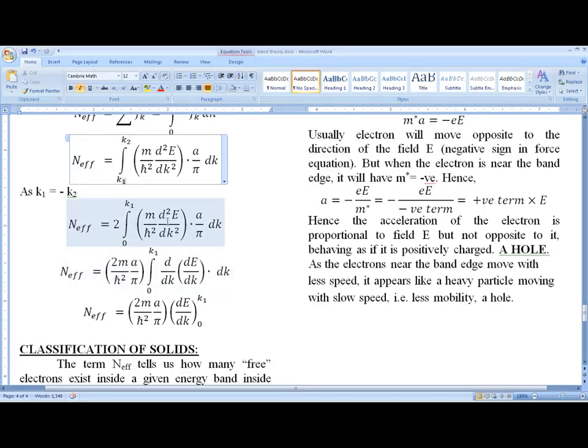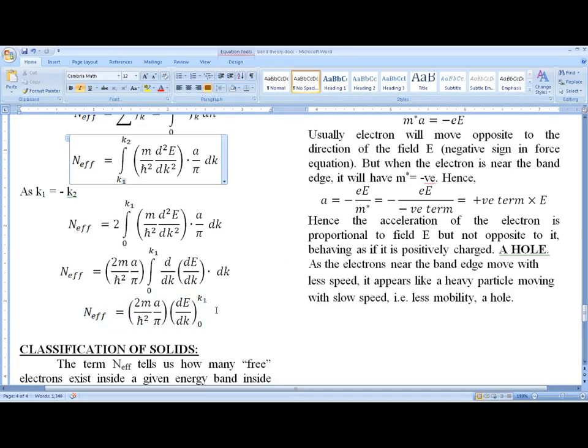Now this integral, if you look at, this is integration over k and this is d square E over dk square. So you can write it as d by dk of dE by dk, and dk. So dk gets cancelled, and the integral and derivative also get cancelled, with upper limit k1 appearing over here and lower limit 0 appearing over here. So it is d by dk with k1 and 0 as upper and lower limits. So this is the n effective for a given band.